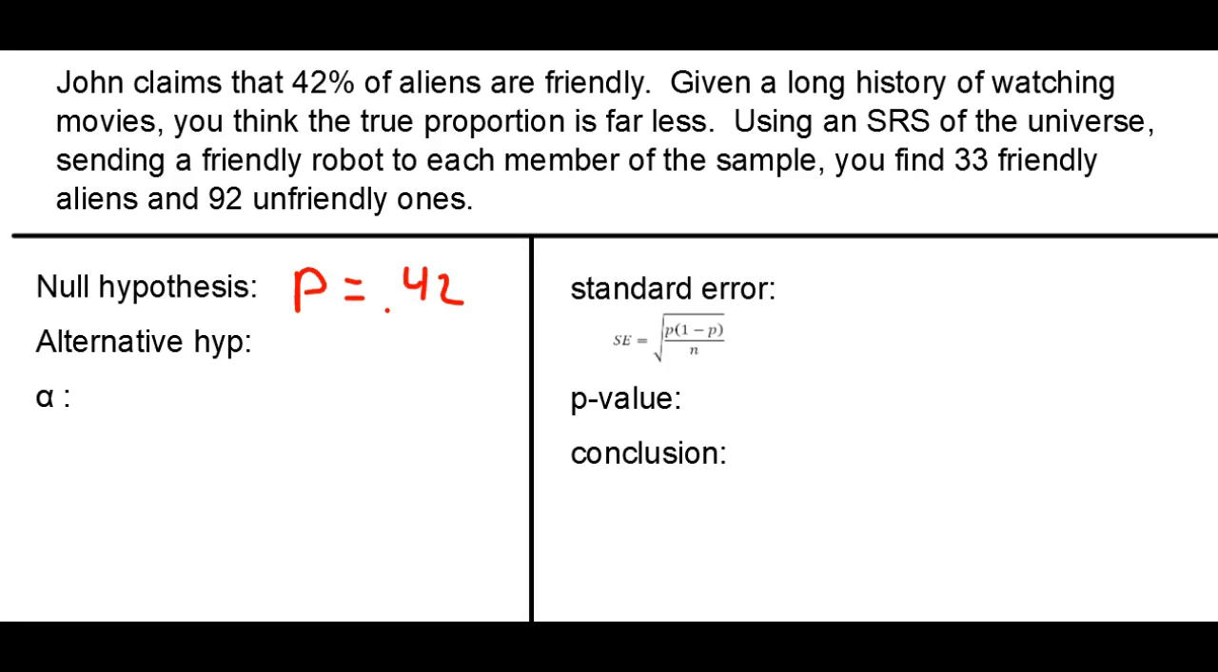The alternative hypothesis is always going to be the same thing, p and 0.42, and we have to now choose a direction. Not equals for it could be either way, and then less than or greater than. You think it is less, so the alternative is less than 0.42. We need to choose a reasonable alpha value, and for this we could choose 0.05.